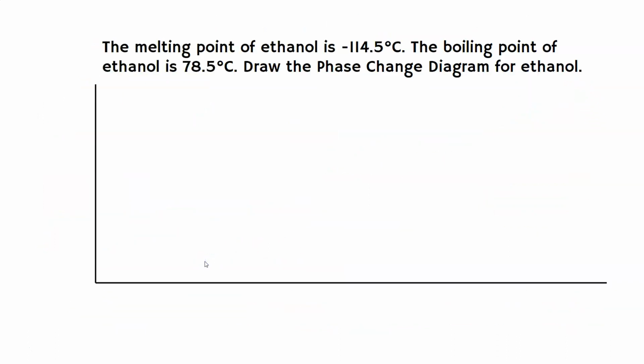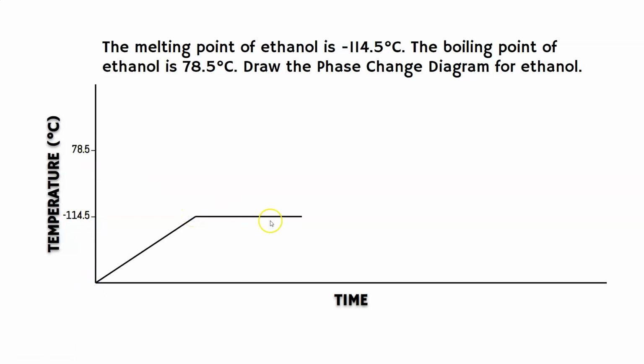So with that idea, let's go ahead and do the phase change diagram for ethanol. And we know the melting point is negative 114.5 and the boiling point is 78.5. Again, labeling our X and Y axis, we have temperature and time. And remember, melting point is going to be a lot lower than boiling point, so we've got to do our melting point first, then our boiling point, and just do our diagonals up until we hit our melting point, then a straight line, diagonal line until our boiling point, straight line, and then diagonal line again.